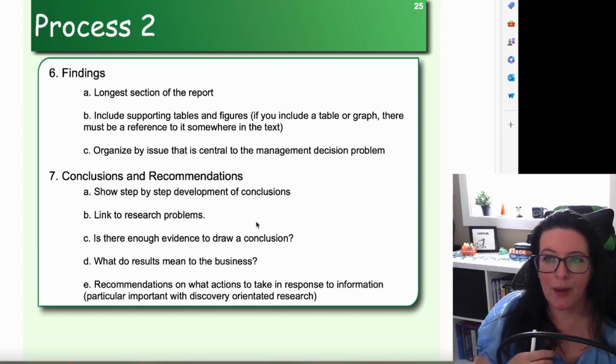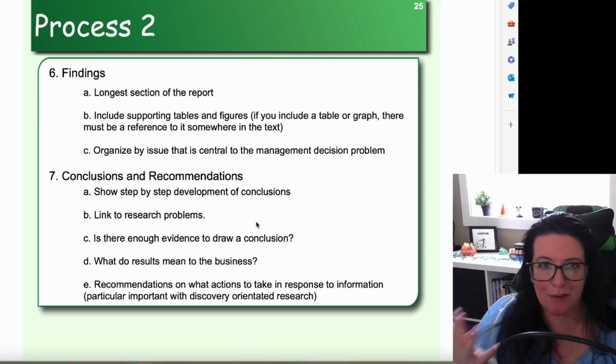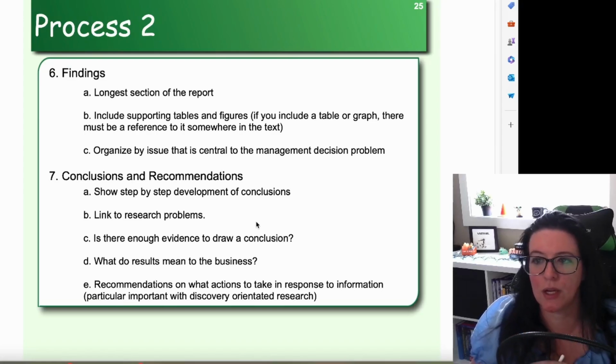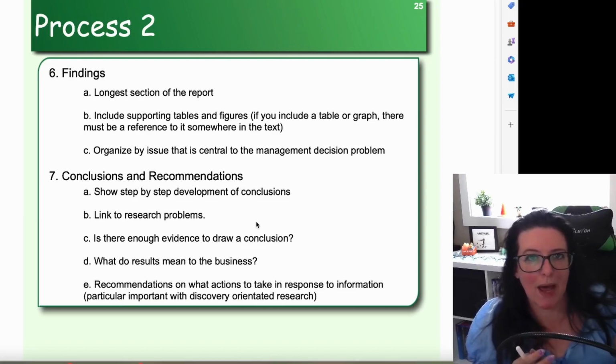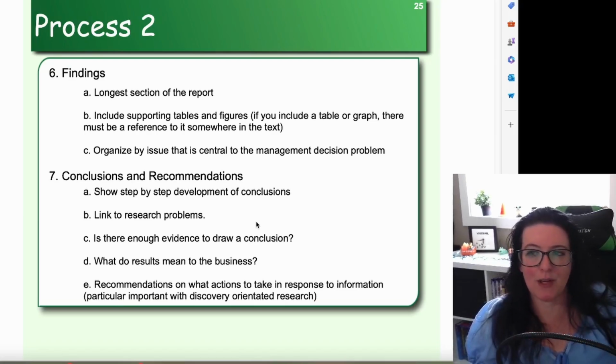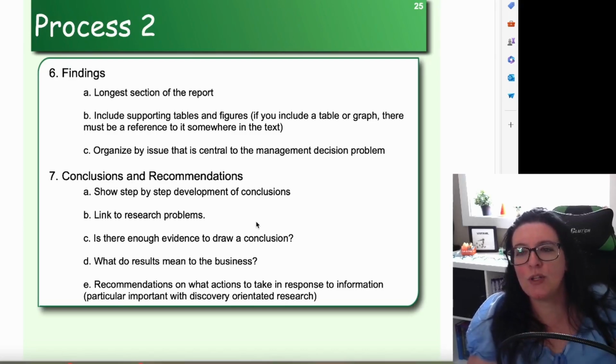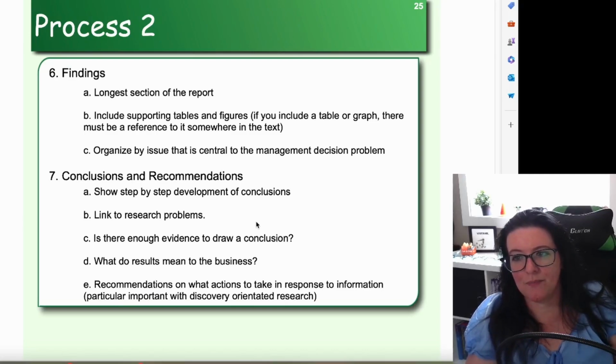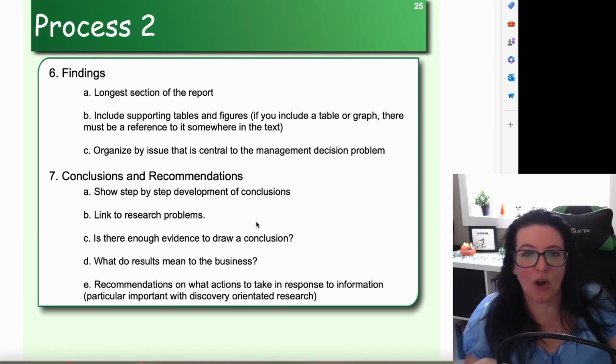So how do we get from the data and the findings, that descriptive information, to recommendations? So what are the steps that led to the conclusion? Make sure it links back to that original research problem. Make sure that it is information that can help inform a decision by the organization. So what do the results mean to the business? Is there enough evidence to draw a conclusion?